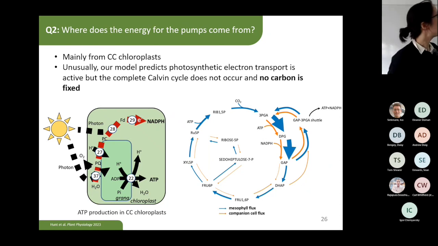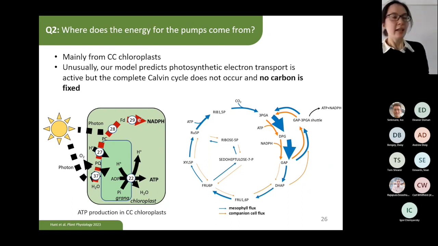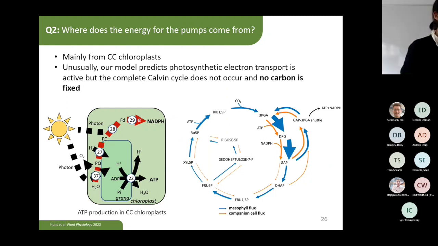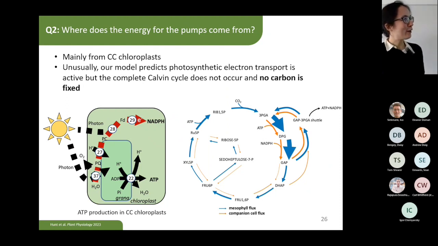Which is really interesting, because I've got a diagram here of photosynthesis in companion cell chloroplasts on the left, and on the right, a diagram of the Calvin cycle. You can see in blue is the mesophyll flux, which is what's happening in the source cells. We're getting the energy coming in from the photosystems and photosynthesis, and it's being used to fix carbon, going around in that cycle, and you're getting a lot of carbon dioxide coming in at the top there. But in orange, in the companion cells, we're only getting part of that cycle, the part that's producing a whole bunch of ATP and not fixing any carbon at all, which is hard to tell exactly how realistic that is.